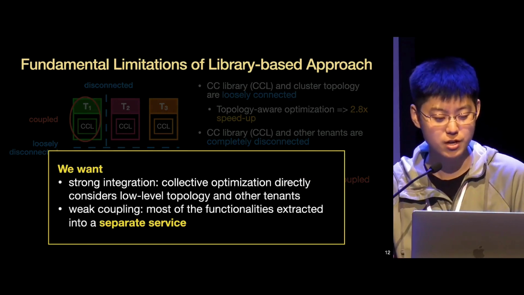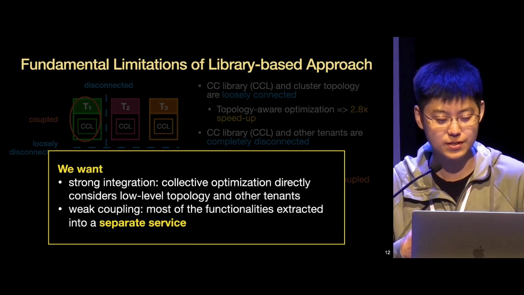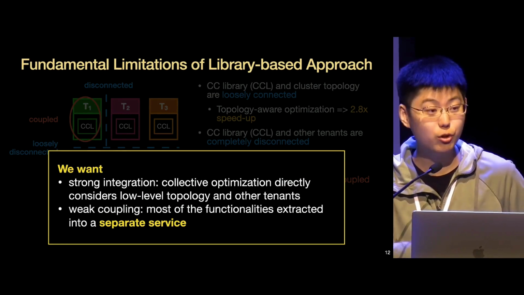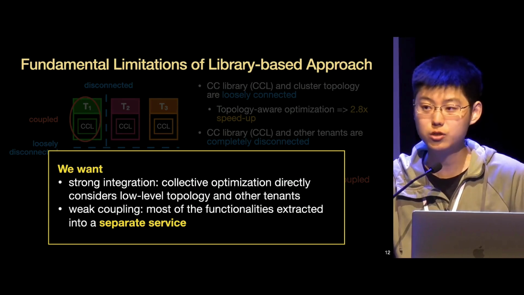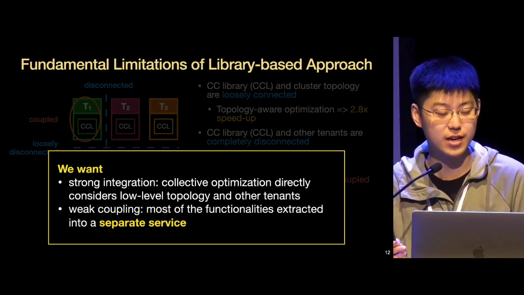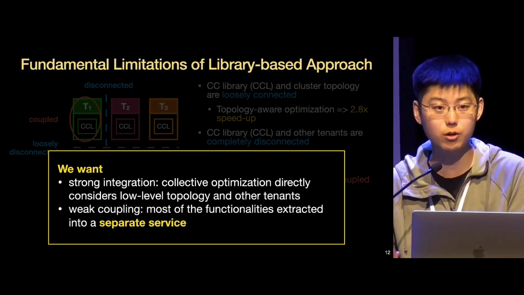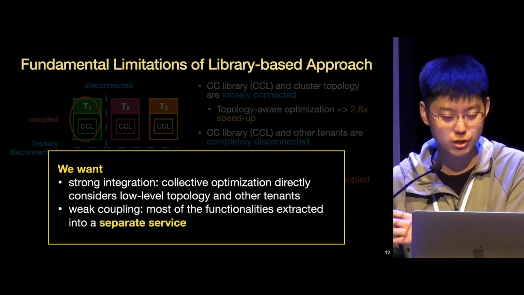This is because to solve these limitations, we want strong integration, in the sense that the collective optimization directly considers low-level network topology and workloads from other tenants. We also want weak coupling, in the sense that most of the collective functionalities are extracted out of the collective communication library into a centralized separate service.